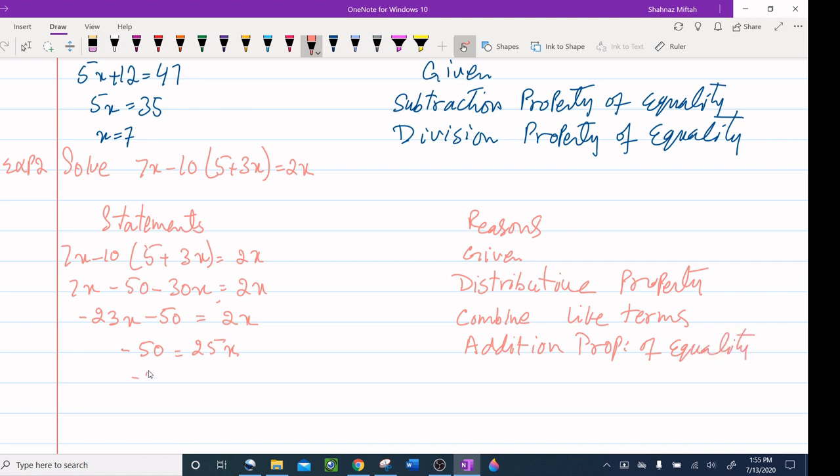Then I have negative 2 equal x. What happened here? I divided 25 both sides, which is a division property of equality.